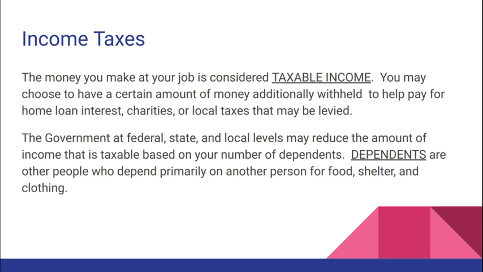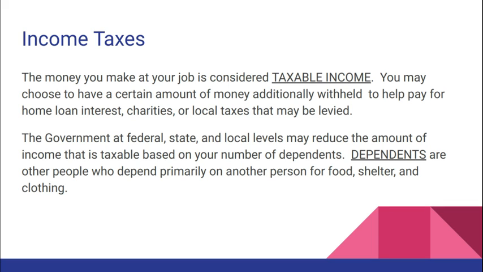So, income tax. The money you make at your job is considered taxable income. You may choose to have a certain amount of money additionally withheld to help pay for home loan interest, charities, or local taxes that may be levied. Anything that you make through your own efforts is considered taxable income. Also, anything that you make off of investments, anything that you make off of interest in a savings account is all considered taxable income. If you receive a certain amount of money as a gift over a certain dollar amount, it is also considered taxable income.